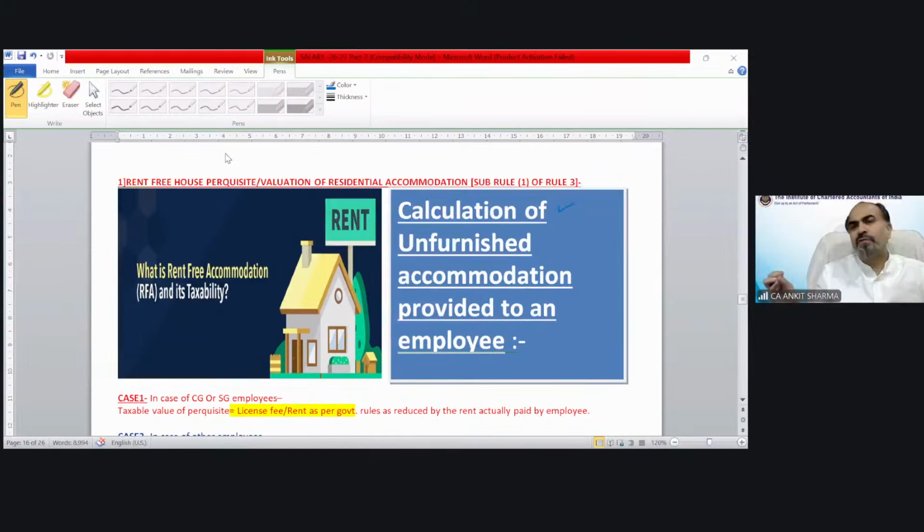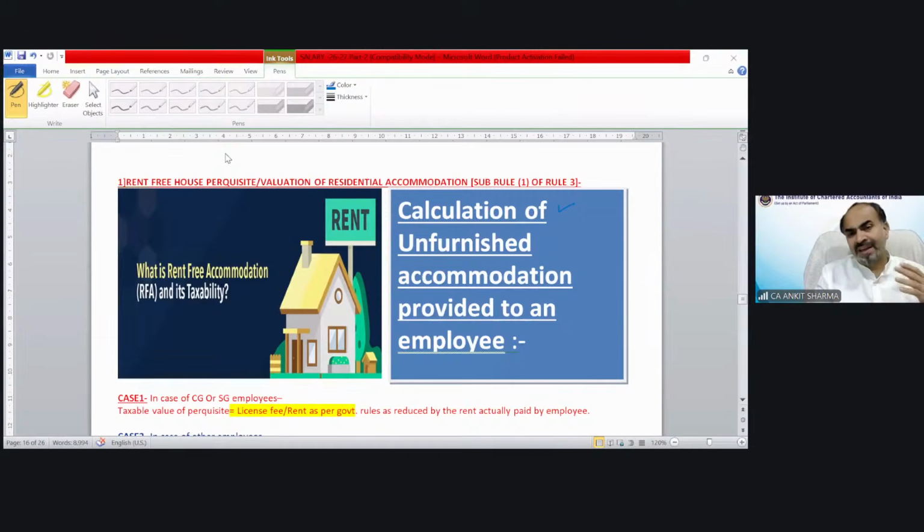You need to bring your furniture, AC, home appliances, etc. But in another case, there could be a situation where the employer provides you the building as well as the furniture. That we call furnished accommodation. So there could be unfurnished accommodation, and there could be furnished accommodation. So what is the treatment? How we will find out the taxability, that we are going to see in this rent-free house provision.